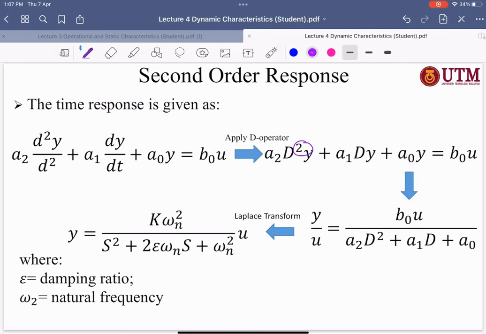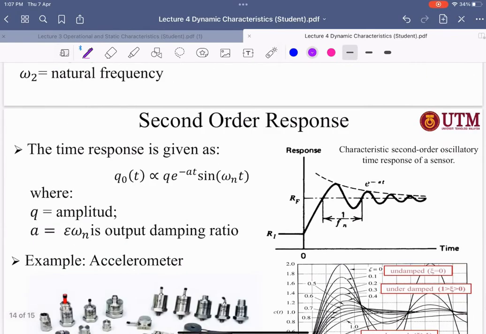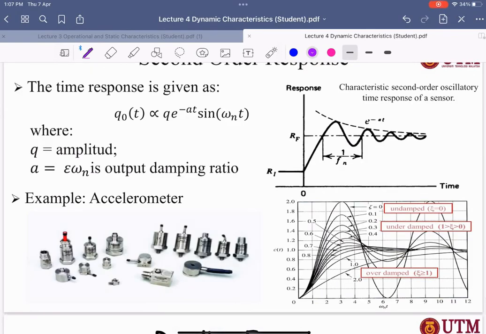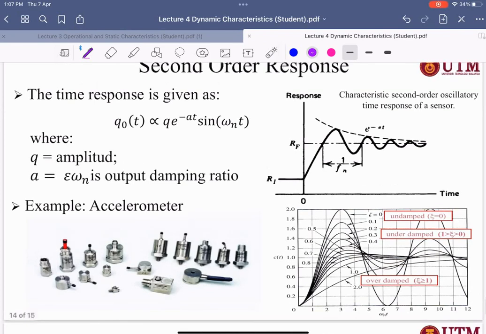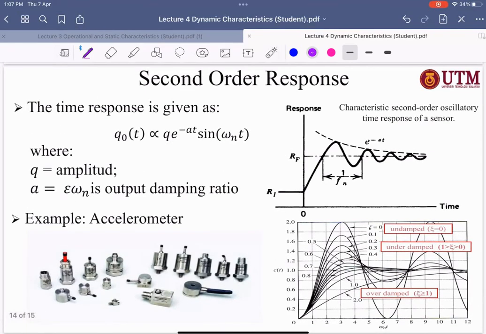And then for the second order, when you have this n value and so on, it behaves like that. But the second order will not be covered in this subject. For example, the second order is the accelerometer, which depends on the damper value and so on.